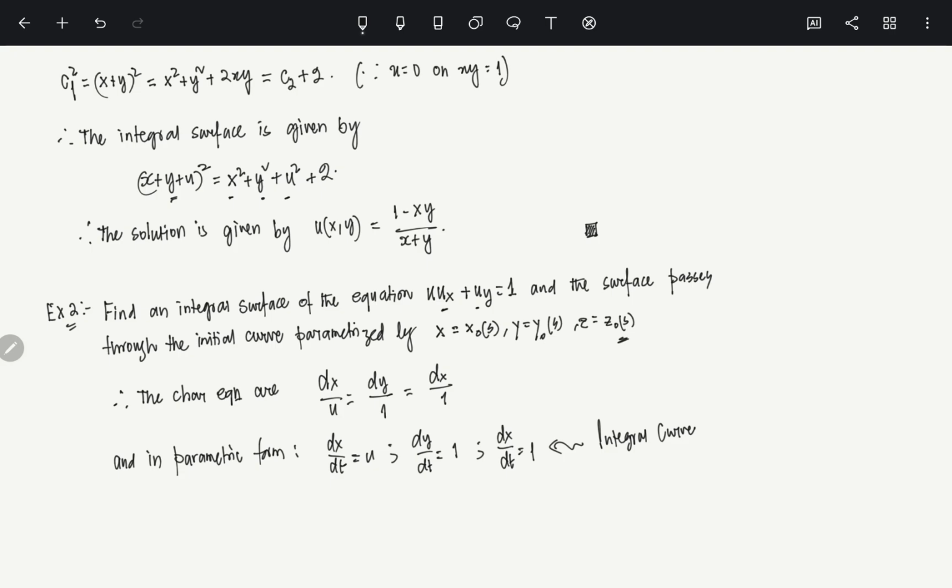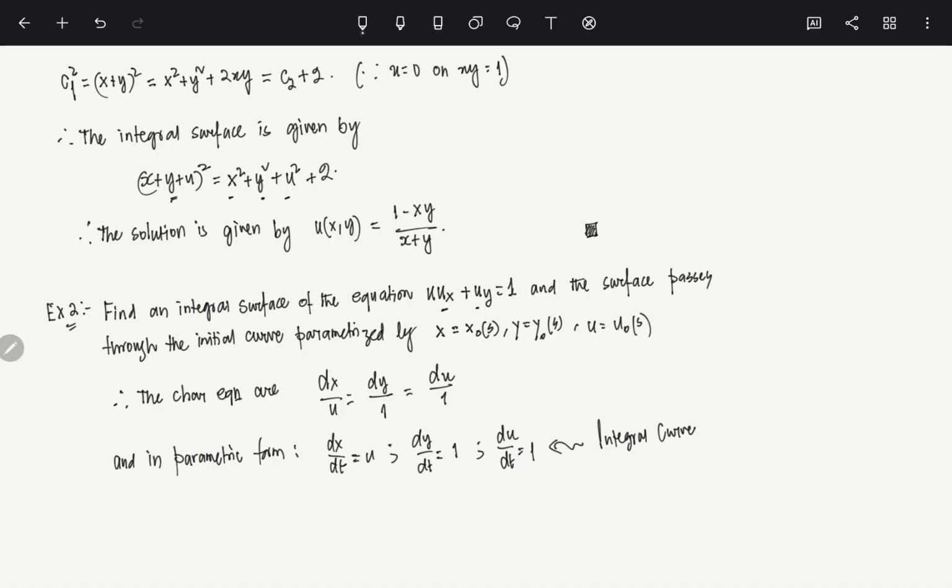One second, I made a small mistake here. Maybe I can change it to u. I am using u, so I can change it to u equals u naught of s. Something you have to write, but anyway, and here you also have to write du/dt. Yes, there's a small mistake.